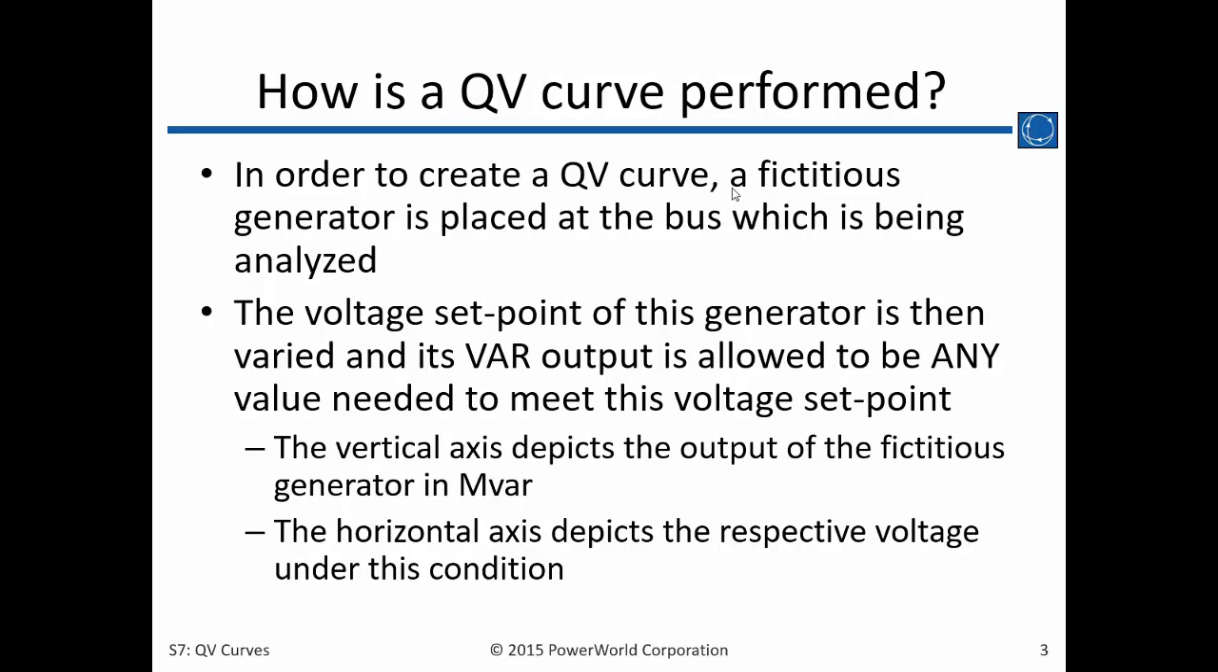In order to create a QV curve, what we do is we insert a fictitious generator at the bus that's being analyzed. The voltage set point of the generator is then varied, and its VAR output is allowed to be any value needed to meet the voltage set point. The vertical axis depicts the output of the fictitious generator in megavars, and the horizontal axis depicts the respective voltage under this condition.